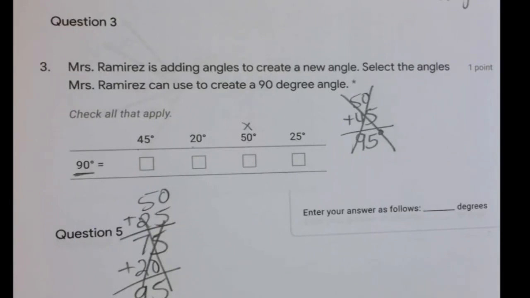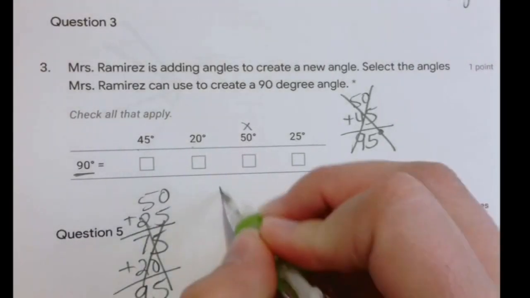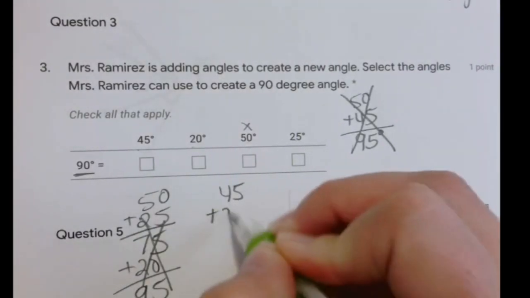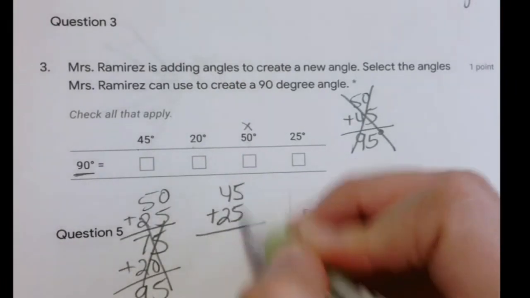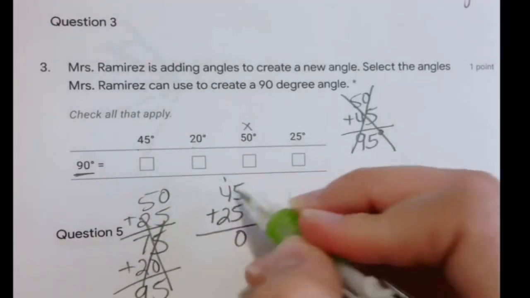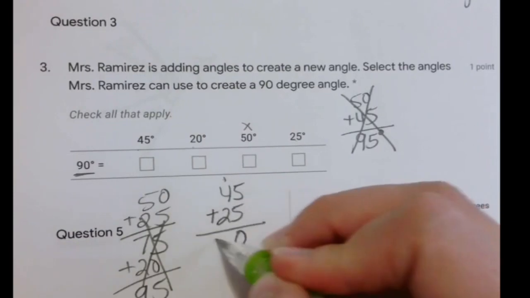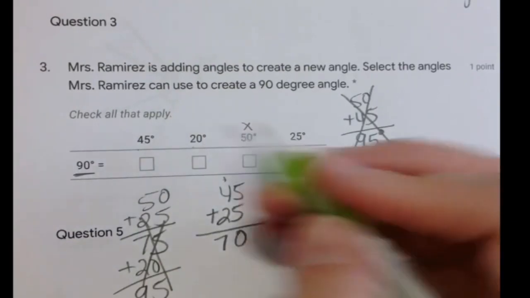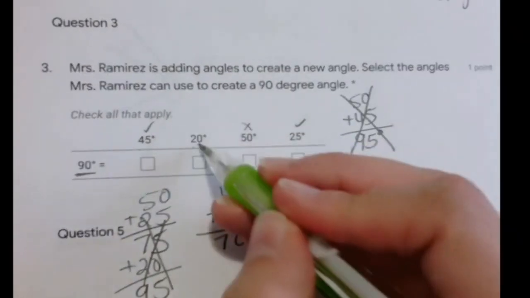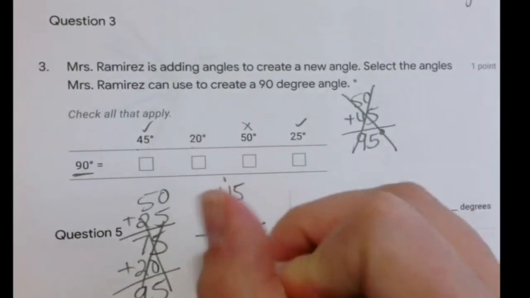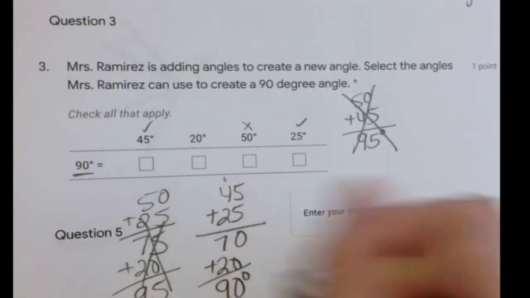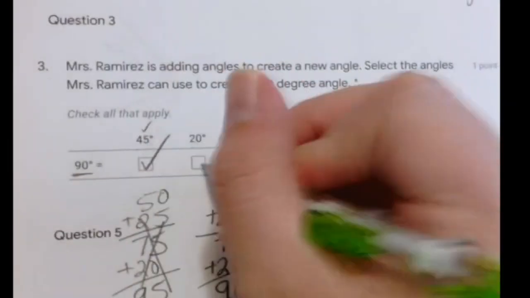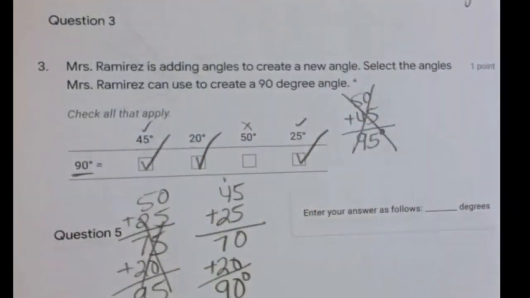Let's see. What if I do 45 plus 25? Because I know if I add my 5s, I'm going to get 0 in the 1's place. 4, 5, 6, 7. That's 70. So I did that one plus that one. All right, let's see if we add 20 to it. What do we get? Ha ha, 90 degrees. All right. So these are the numbers we're going to add together.